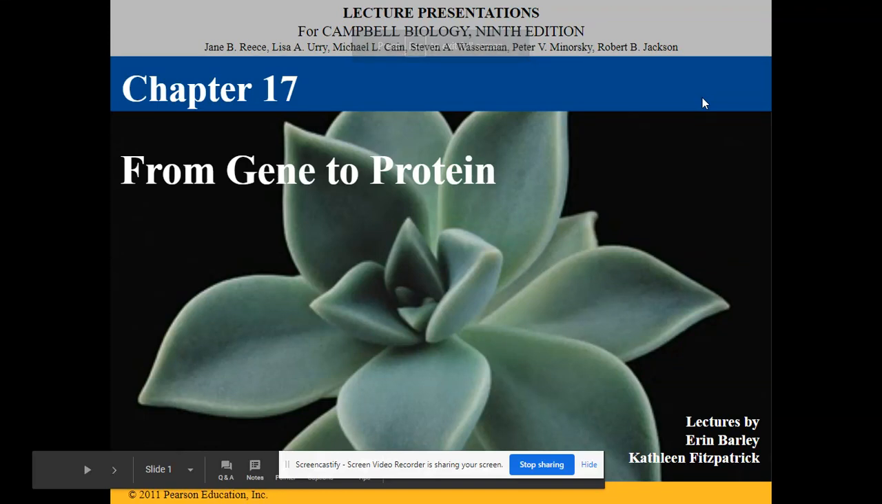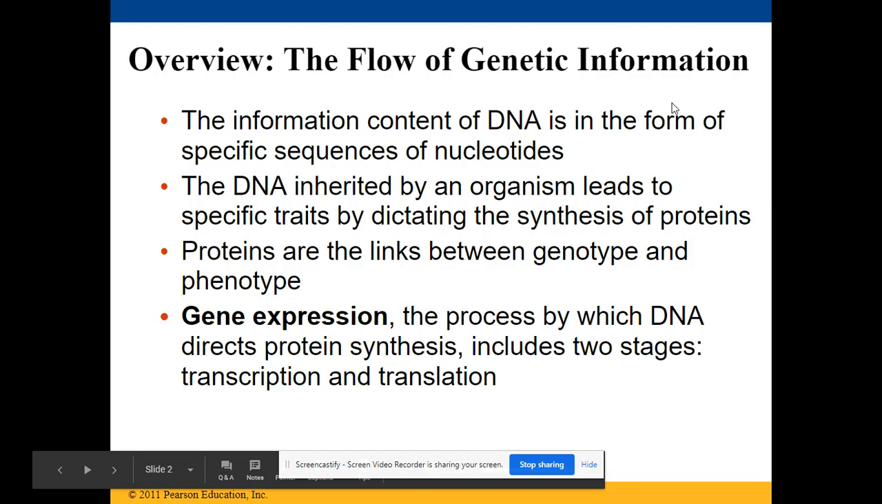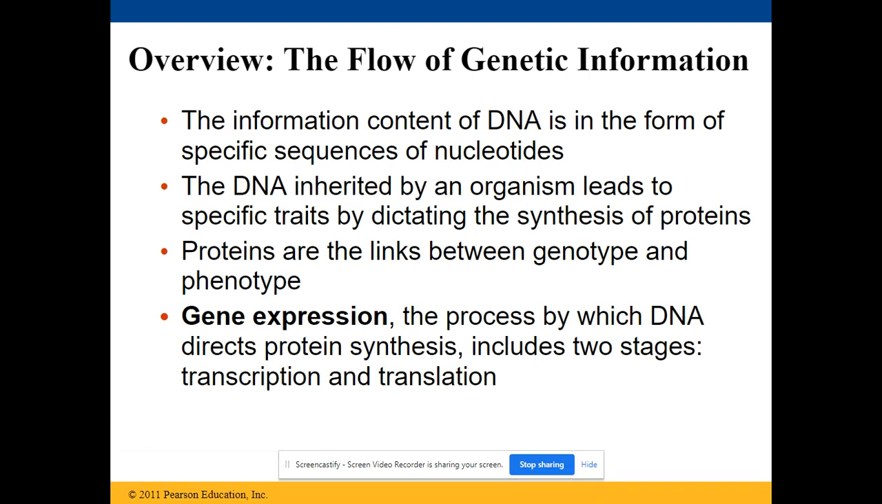Hi, everyone. So now that we have finished talking about what DNA is and how it replicates, we are going to move right into genes and how they move into proteins. So the overview of chapter 17 is that the flow of genetic information can only move in one direction. We always start with DNA, then we have to move to RNA, and then finally we can move into proteins, which is kind of the gist of this chapter.